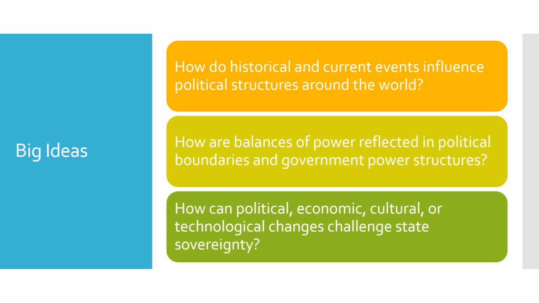So let me just briefly run over the big ideas that this unit provides. The first big idea, how do historical and current events influence political structures around the world? So when we think about what things have happened in the past and things that are happening right now, how do they influence the way that governments operate? How are balances of power reflected in political boundaries and government power structures? So not only externally between countries, but also internally. Who has the power? How is it shared?